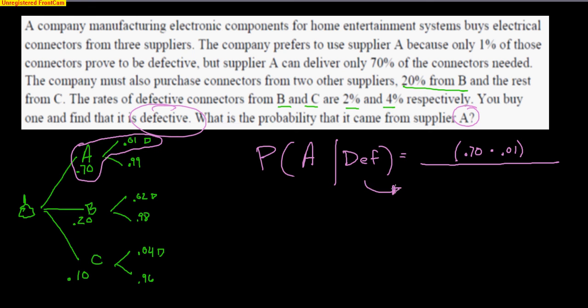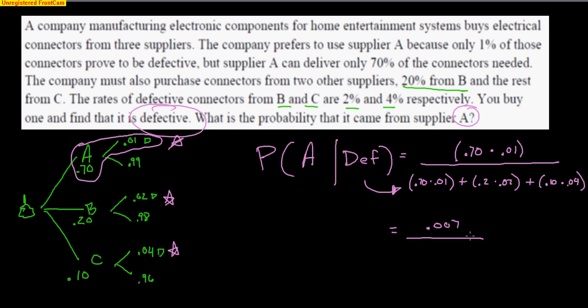Now in the denominator goes the probability that you have a defective chip. Well, there are 1, 2, 3 branches that lead to a defective chip. So I got to consider all of them. The first option is A and defective. Or another option is B and defective. That's 20% times 2%. Or the last option would be C and defective. That is 10% times 4%. So now I got a lot to do here. Let me do the top first because that's pretty simple. 0.7 times 0.01 is 0.007.